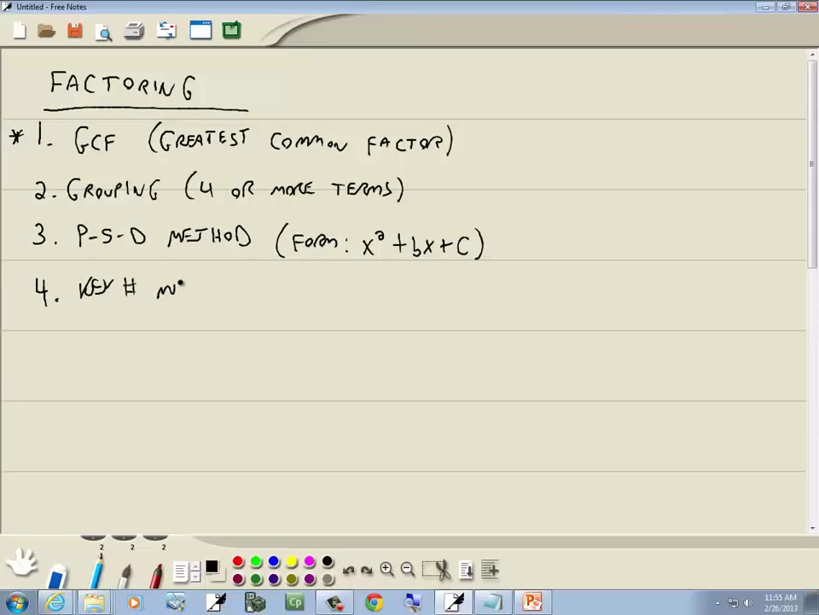The fourth one is the key number method. And this is when it's of the form ax squared plus bx plus c. Now the key part here is you have an x squared, x, no x, and there's a number in front of your x squared.